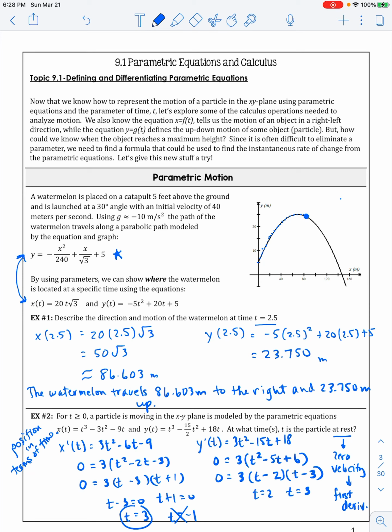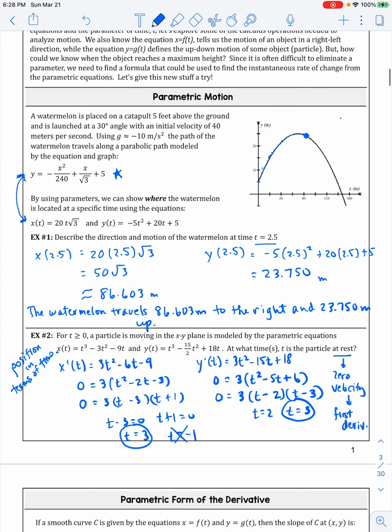We want to notice where they are the same. They both are 0 at t equals 3, so x prime of t and y prime of t are both 0 at t equals 3 seconds. And so that would be when the particle is at rest. So the particle is at rest at t equals 3 seconds.